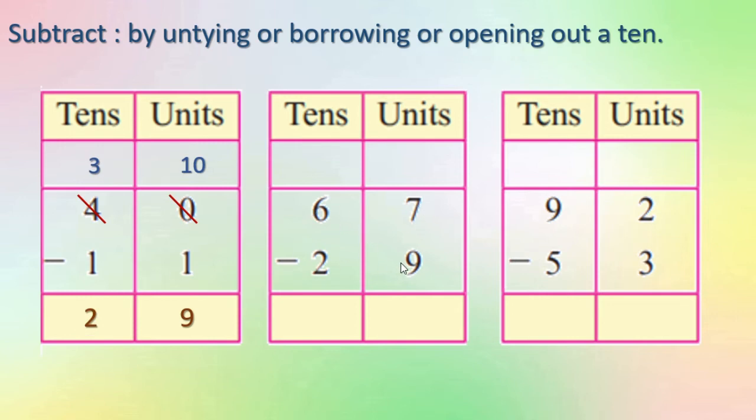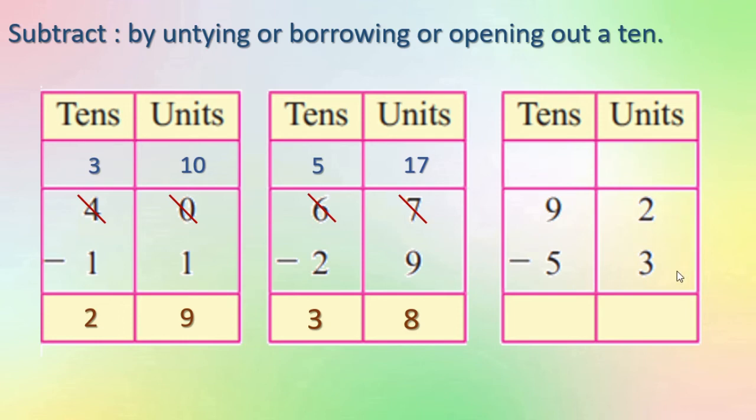67 minus 29. Again 7 and here 6. So 6 becomes 5 and 7 becomes 17 because 9 is greater than 7. Right? Now 17 minus 9 is equal to 8, and 5 minus 2 is equal to 3. Very good. Last one. 92 minus 53.